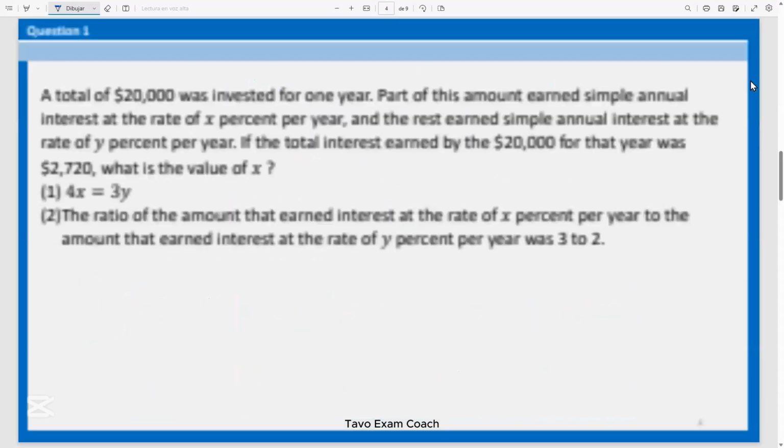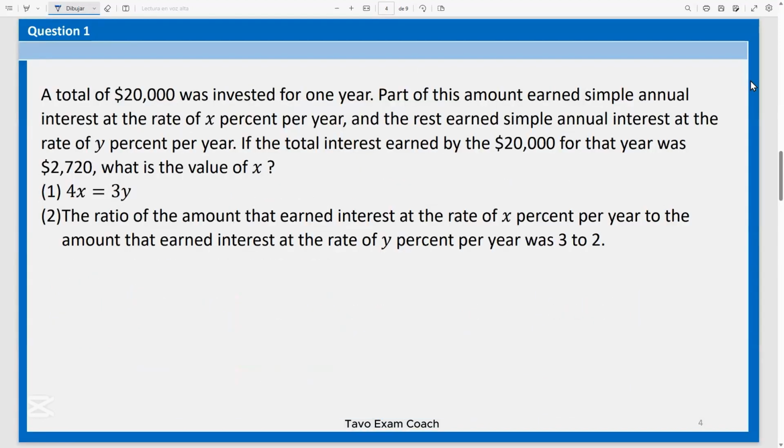Let's try question 1. It says a total of $20,000 was invested for 1 year. Part of this amount earned simple annual interest at the rate of X% per year, and the rest earned simple annual interest at the rate of Y% per year. If the total interest earned by the $20,000 for that year was $2,720, what's the value of X?